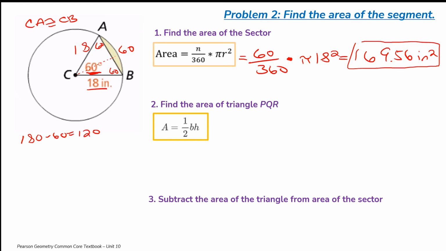And so we're left with 120 degrees in that triangle. If we divide by 2, we get 60, because these angles would be 60 because their opposite angles are congruent, because the radii are congruent. So now we notice that we have an equilateral triangle. It's equiangular, so all of its sides would be congruent. So this side here would also be 18.